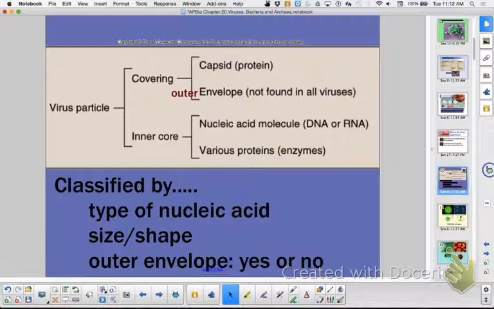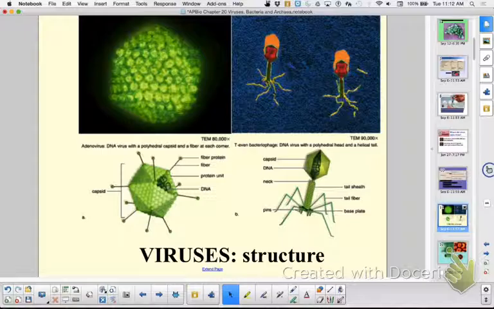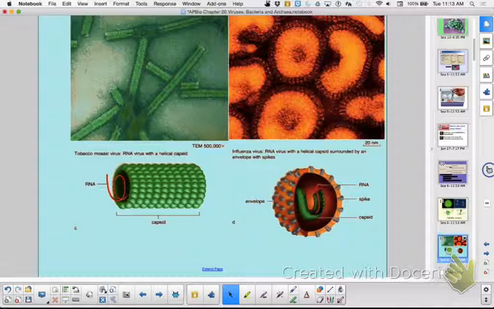So when you look at their structure, okay, you will see an outer protein capsid. The protein capsid in this picture is green. This is an adenovirus with its nucleic acid core. This is a bacteriophage. You've seen one of those before. They only infect bacteria. This is the tobacco mosaic virus. And here you can see it's an RNA virus. You can see the RNA inside.